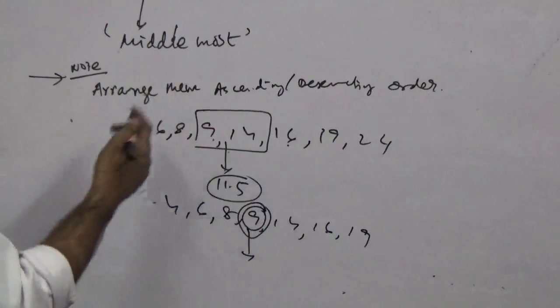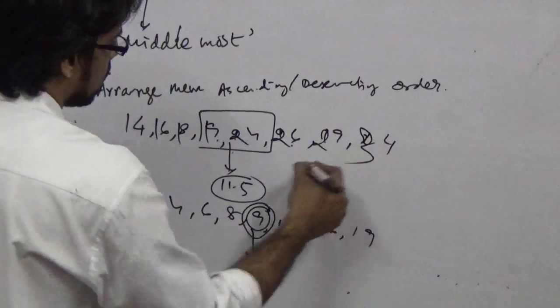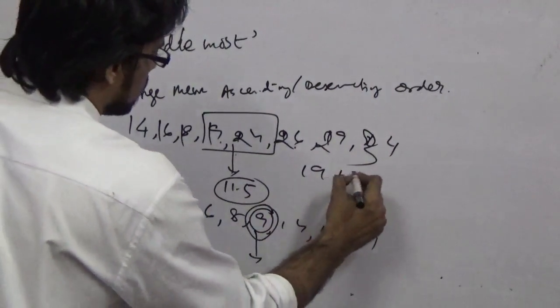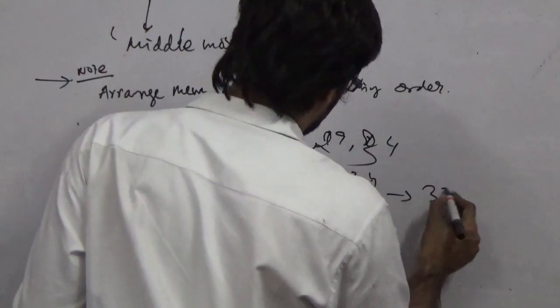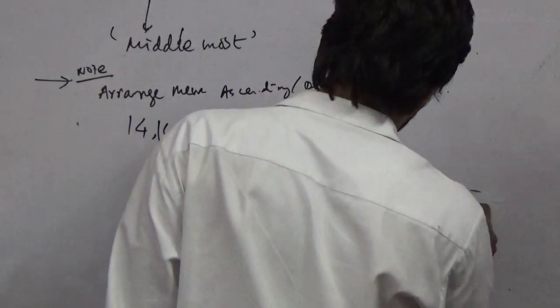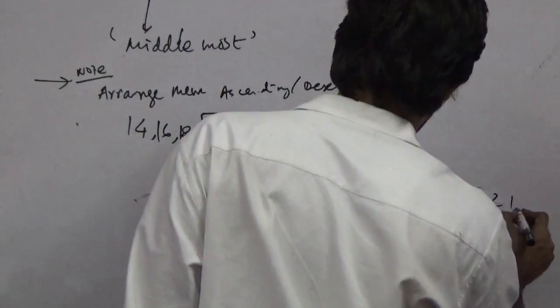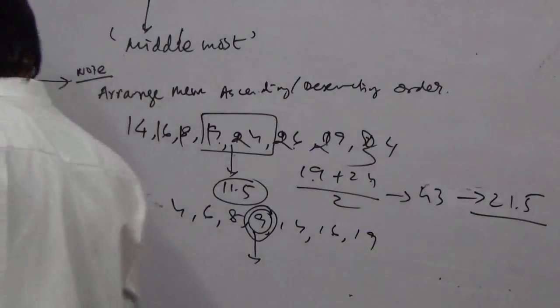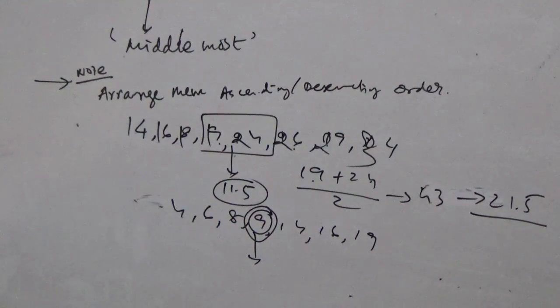For example, if I change all the values by 10, the new value is the average of 19 and 24, that is 43.5... sorry, 21.5. See, if I change all the values by 10, then the median also changes by 10. If you multiply all the values by 100, the median will also be multiplied by 100. But this is for the discrete case.